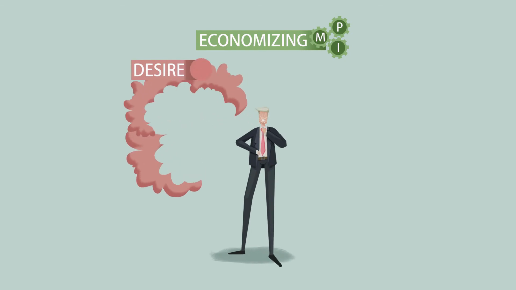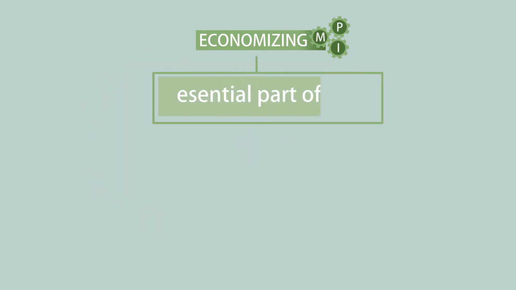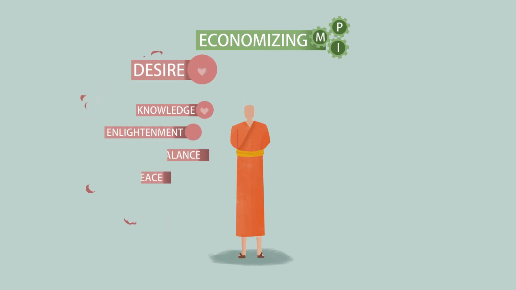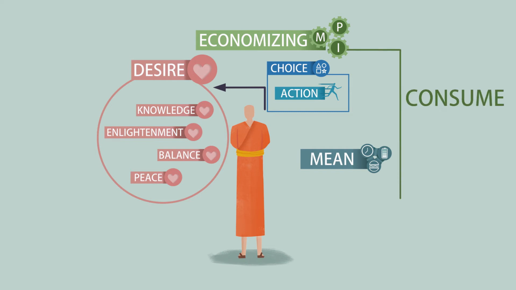Economizing is not only for mean and greedy people who just want all the money out there. Economizing is an essential part of life. Not even a Buddhist monk could survive without it. He also has desires, and his actions and means are also limited. And he must also choose from different options every moment. He consumes, saves, works, and studies just like the rest of us.